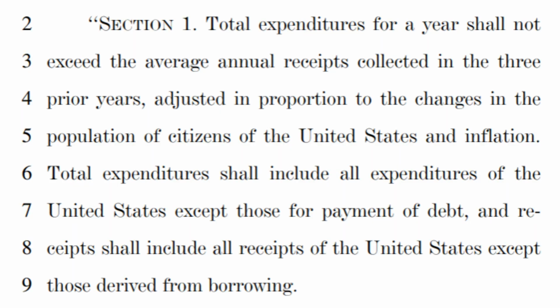So we're just going to walk through it section by section, sentence by sentence, and I'll read a sentence and then I'll explain what it means, what the features are. So section 1, total expenditures for a year shall not exceed the average annual receipts collected in the 3 prior years, adjusted in proportion to the changes in the population of citizens of the United States and inflation.